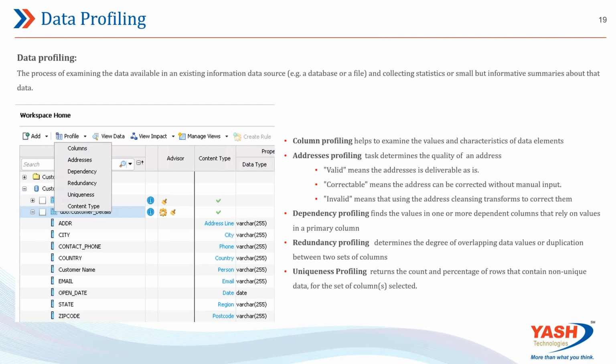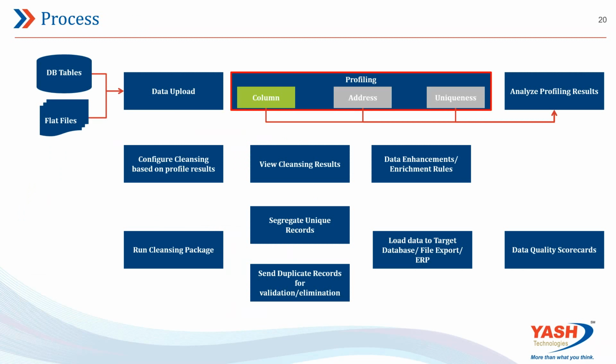Address profiling, when it looks into an address, says whether it's a valid address. It may say correctable, meaning there is some information using which we can fill in the rest and make it a correctable record. And sometimes it throws an invalid record, where it says this doesn't even look like an address, so we can start looking into that.